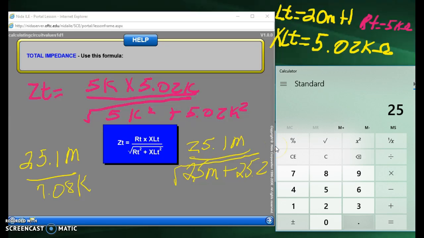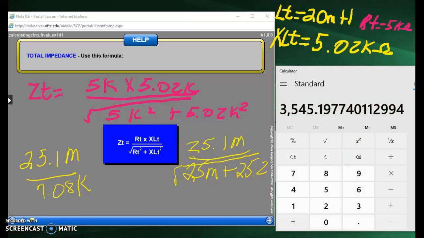So 25.1, which is in mega. So really we need to express, let's do it in all units. 25,100,000 divided by 7,080, which is our K value right here, equals. So we came up with 3545. So ZT equals 3545, or 3.55, might as well say.